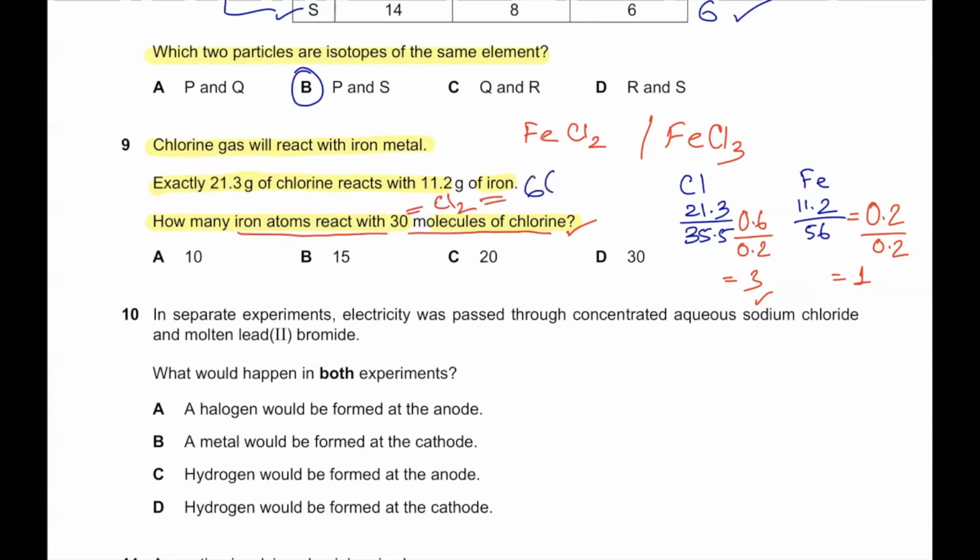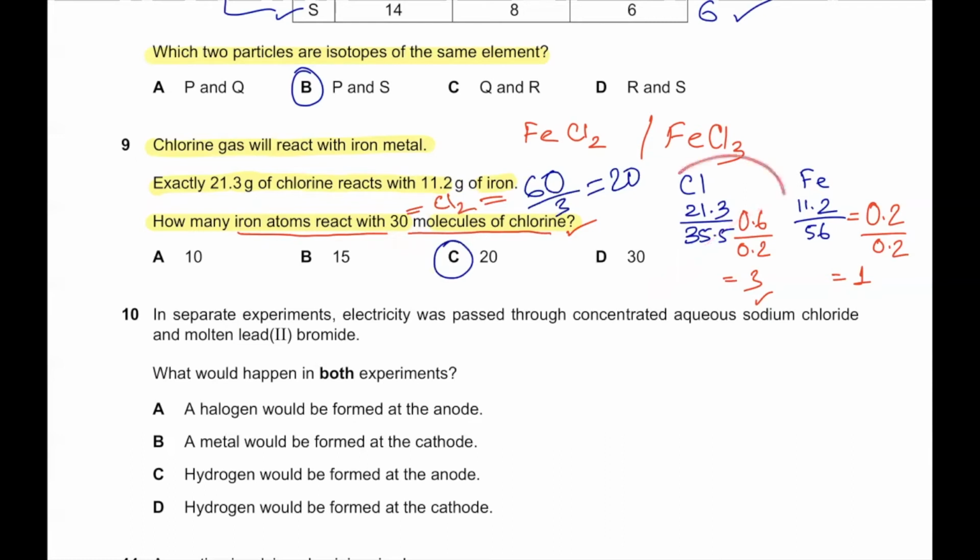So it will be equal to 60 chlorine atoms divided by 3, which is equal to 20, guys. So the answer for 9 will be C. So guys, question number 9 is C. Guys, this was a relatively easy question. However, you may find it really difficult. It may prove very difficult.